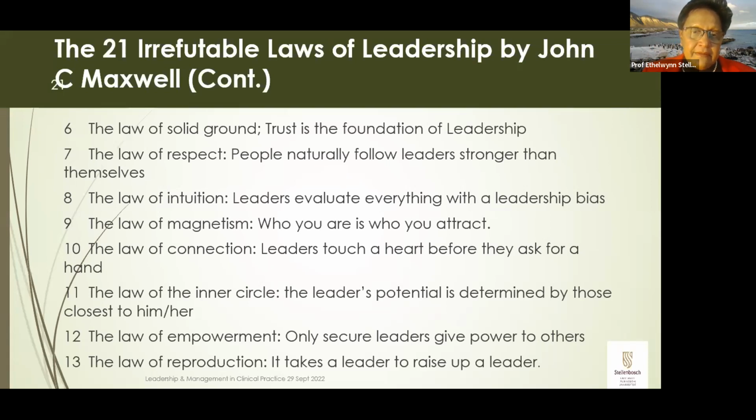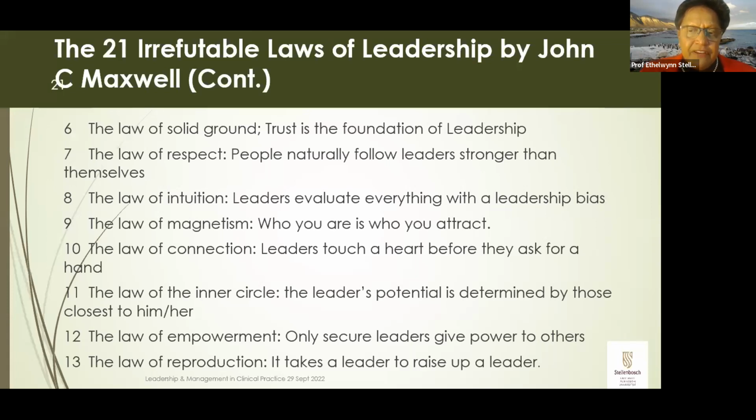Then the law of respect. People naturally follow leaders stronger than themselves. But you need to have respect for all of the staff that's working with you. That's the way we talk to each other, how we honor each other, how we respect their values, what they come with, whatever they talk about, and not basically downgrade people. That's totally unacceptable. Really unacceptable.